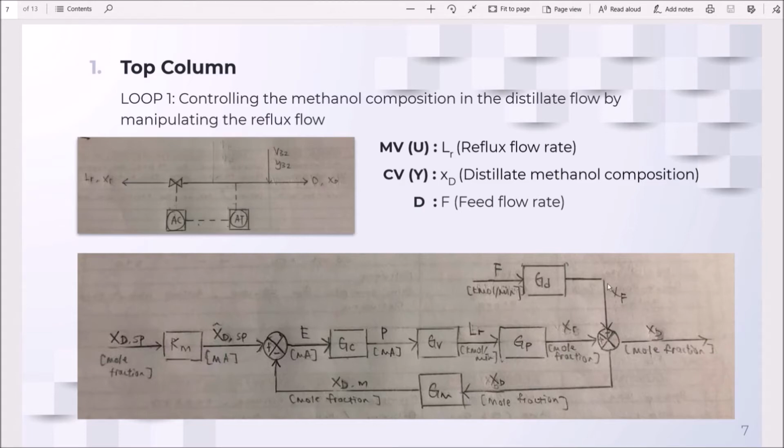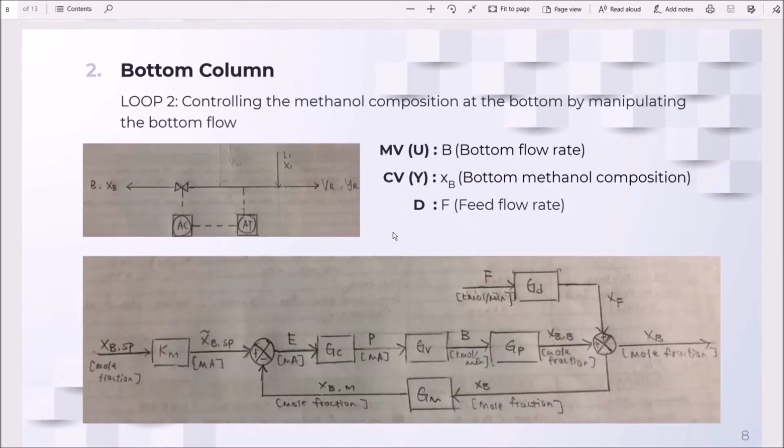And then for this path, the feed goes into the disturbance transfer function, where the output will be the changes of the distillate methanol composition due to feed flow rate. Both of these then produce a new distillate methanol composition, and the process is repeated again and again in order to ensure that the XD is controlled.